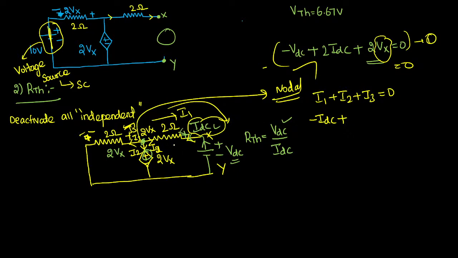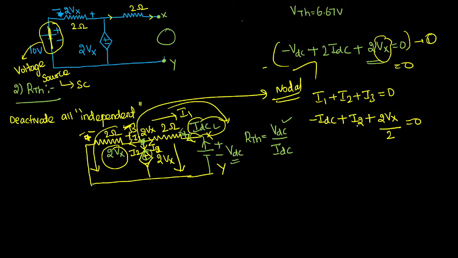Plus I2, the current flowing through 2Vx. For now we cannot do anything with that, I am just keeping it as it is, plus I3. Let us write the expression for I3. I3 is the current flowing through this branch, and we know in this branch the voltage drop across the resistor is 2Vx. Already we can directly write 2Vx divided by resistance, so equal to 0.